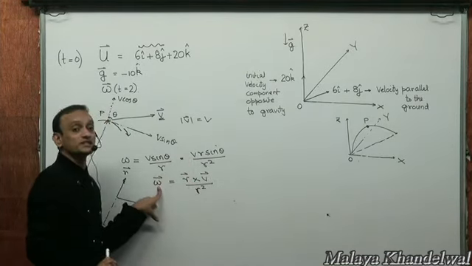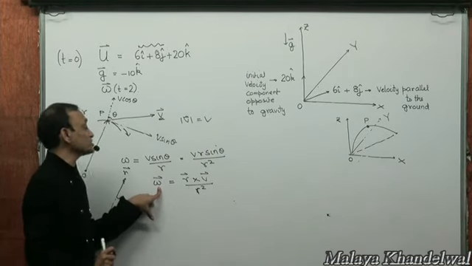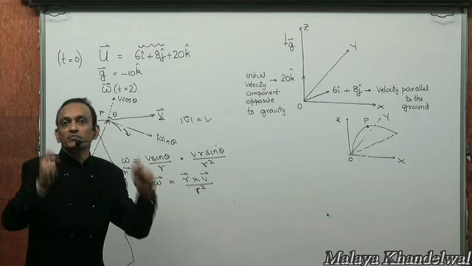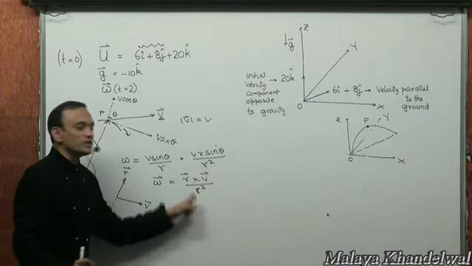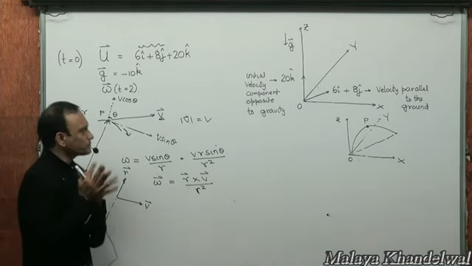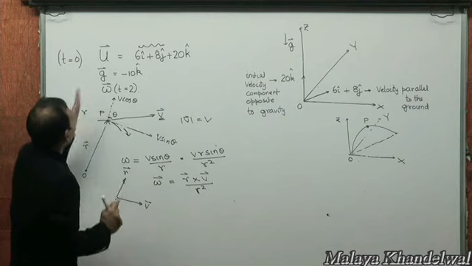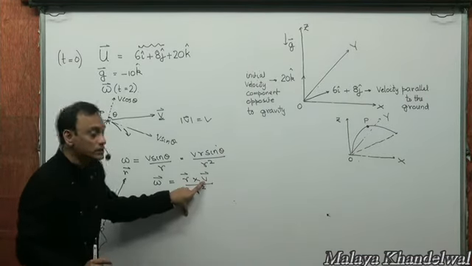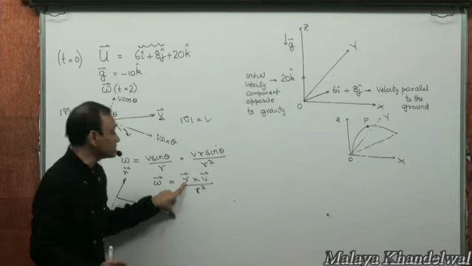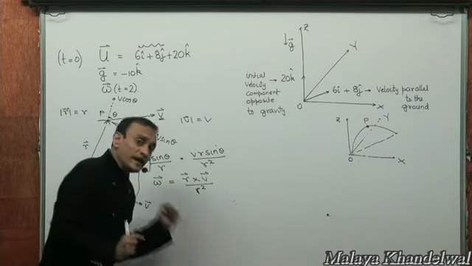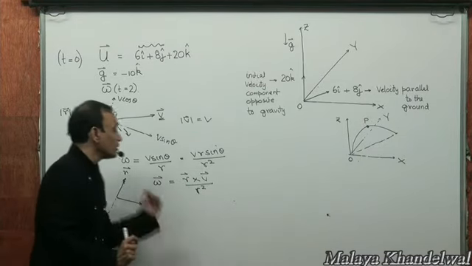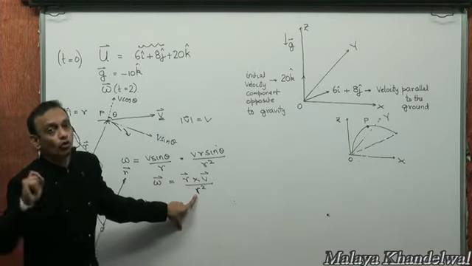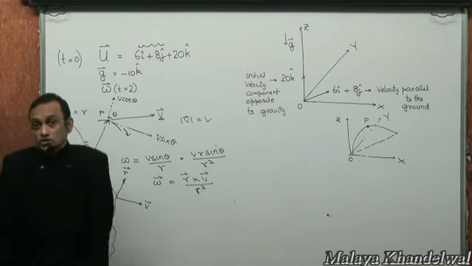That means this vectorial representation will give me the omega vector: r cross v by r squared. So this is what you need to know. Two seconds later, I want to know the velocity vector and the position vector of this particle, and then I perform the operation r cross v by r squared. That's going to give me the omega of the particle about the origin O.